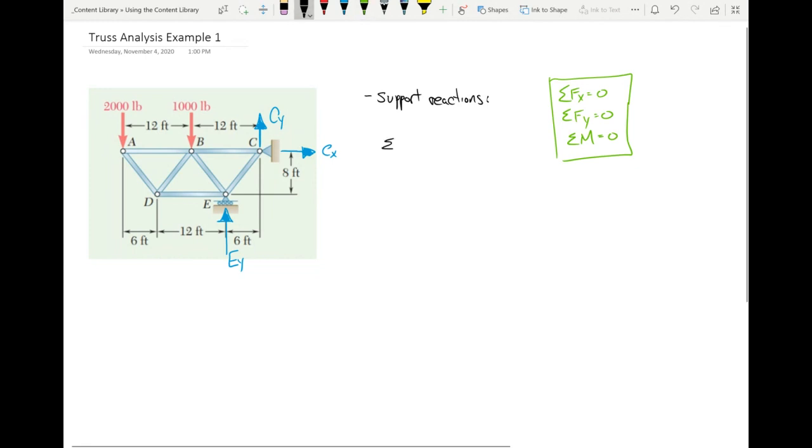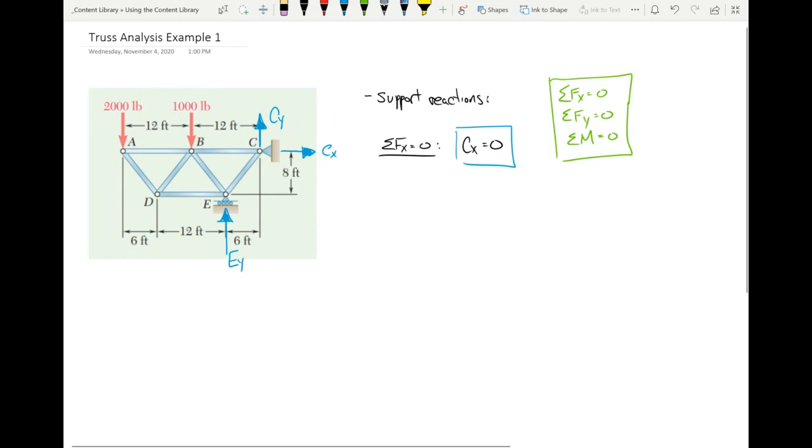If I sum forces in the x direction, look at the structure. There's nothing applied horizontally. Like what we have, we've got 2,000 pounds. That's vertical. That's vertical. That's vertical. That's vertical. So the only thing that's horizontal is Cx. The Cx is zero. That one's easy. Okay. That's pretty good.